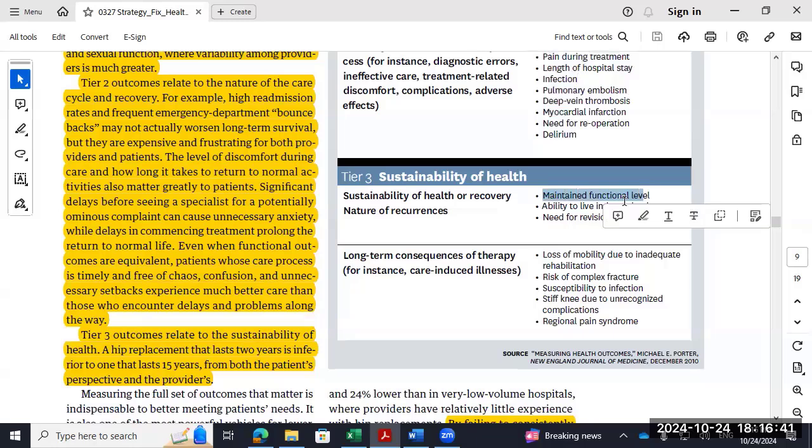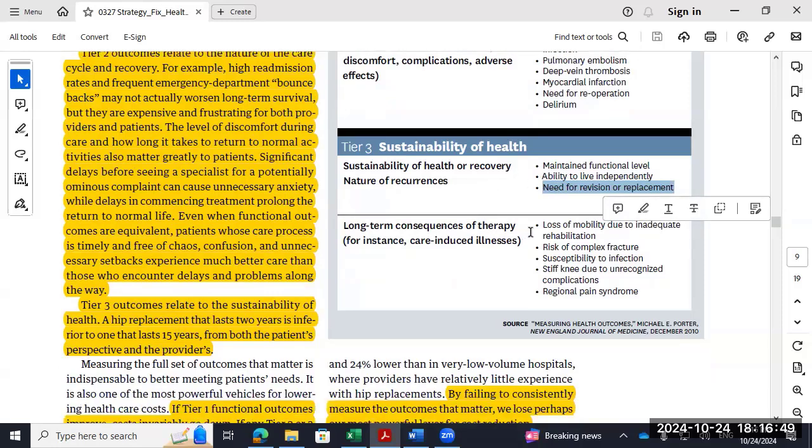Maintain functional levels after your surgery. Ability to live independently, need for revision or replacement. And then the long-term consequences, loss of mobility, risk of complete fracture, susceptibility to infection, stiff knee, regional pain.